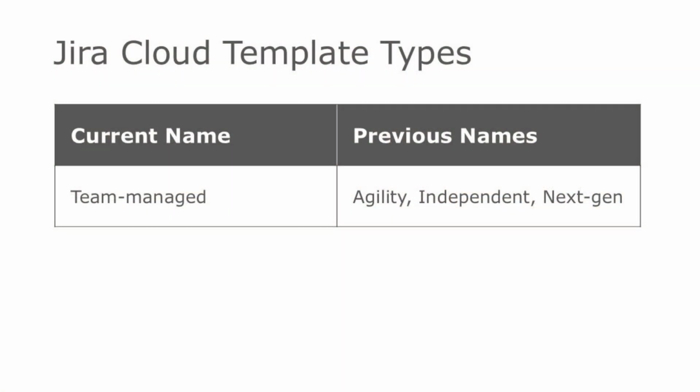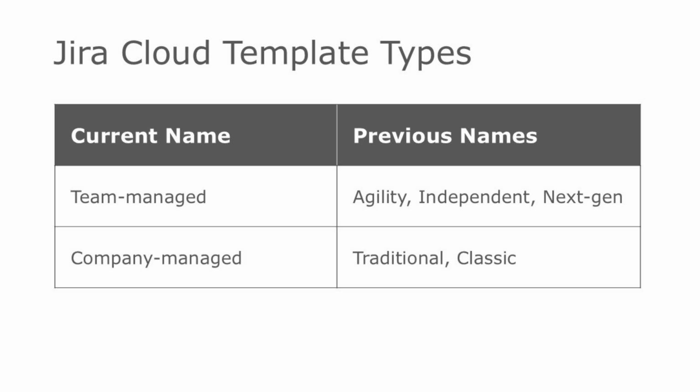In 2018, Atlassian announced a new project type for Jira Cloud called Team-Managed Projects. When you create a new Jira project, you choose between a company-managed or a team-managed template. Team-managed projects were once called Agility, Independent, or Next Gen. Company-managed projects were once called Traditional or Classic. You'll still see these older terms in product documentation and internet articles.